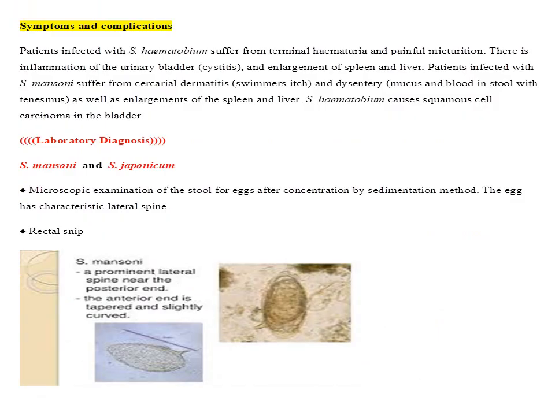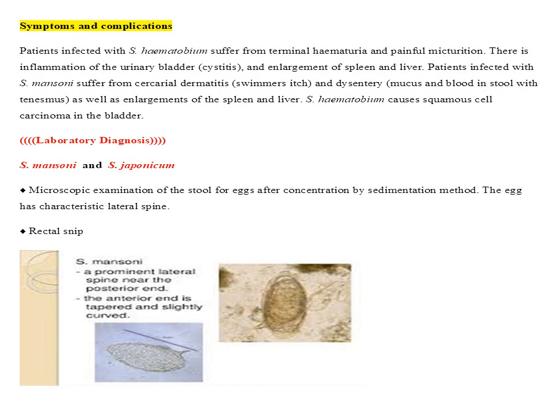Now, the next slide is about its symptoms and complications. Our student, the patient infected with Schistosoma haematobium, whose worms dwell in the veins around the bladder, will suffer from hematuria and painful urination, malnutrition, and inflammation of the urinary bladder, cystitis, and enlargement of the spleen and liver.